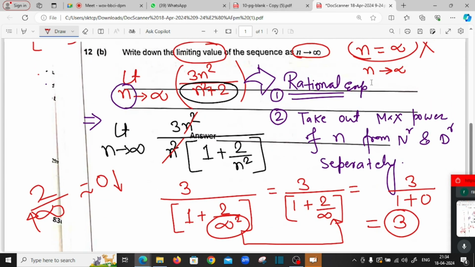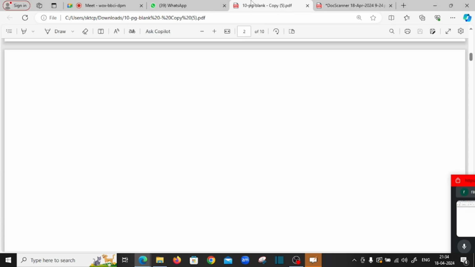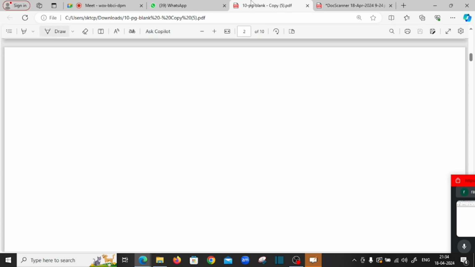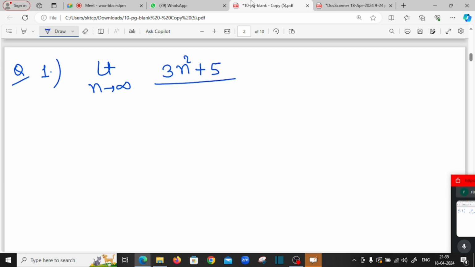Okay, let us do some other question related to this. Suppose I have question number one: limit n tends to infinity of (3n square plus 5) upon (2n square plus 7). Can you tell me the answer of this limit question? What will be the limiting value of this expression as n tends to infinity?